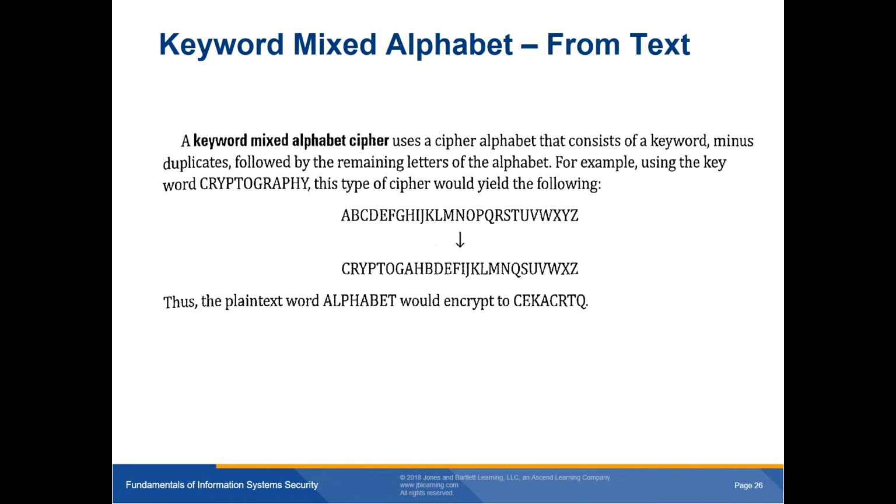Let's look at the keyword mixed alphabet. From the text, the keyword mixed alphabet cipher uses a cipher alphabet consisting of a keyword minus duplicates followed by the remaining letters of the alphabet. For example, using the keyword cryptography, this type of cipher would yield the following. Thus, the plain text word alphabet would encrypt to CEKACRTQ.